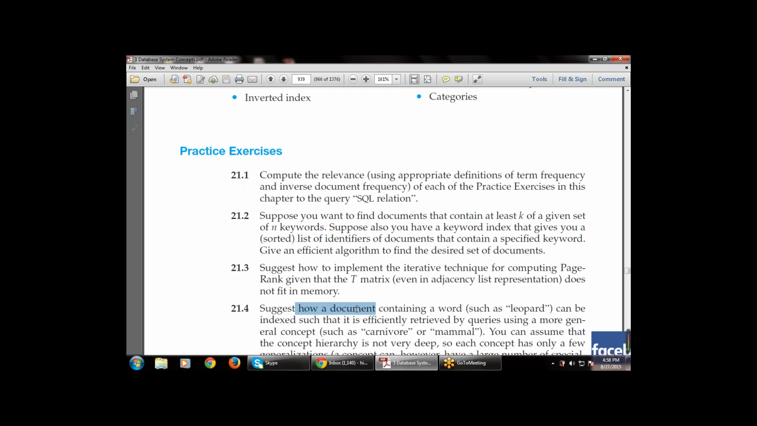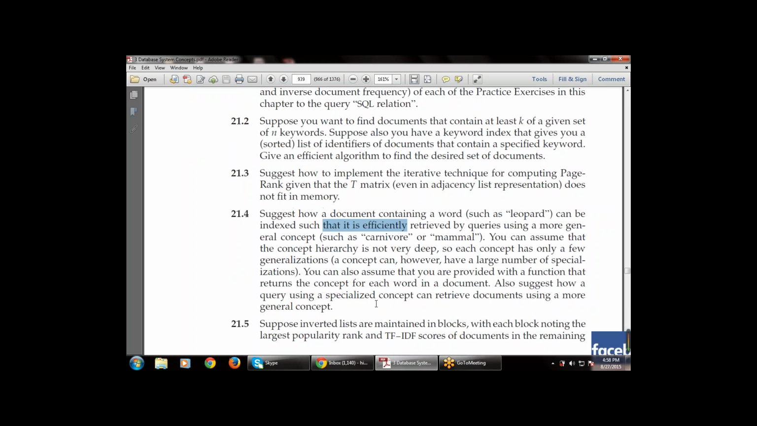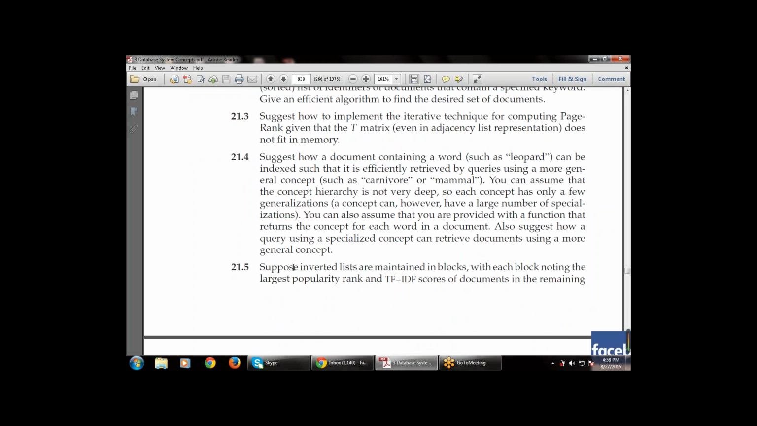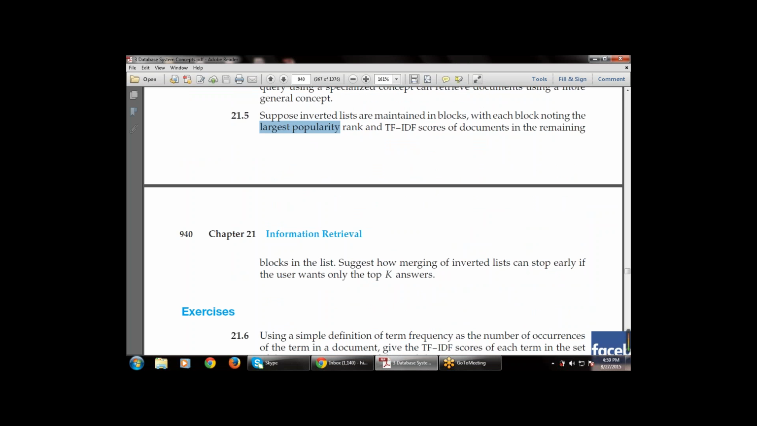Then suggest how a document containing the word leopard can be indexed so that it can be effectively retrieved by a query using a more general concept, such as carnivore and mammal. Now suppose inverted lists are maintained in blocks, with each block denoting the largest popularity rank, then the TF-IDF scores of documents in the remaining blocks in the lists.